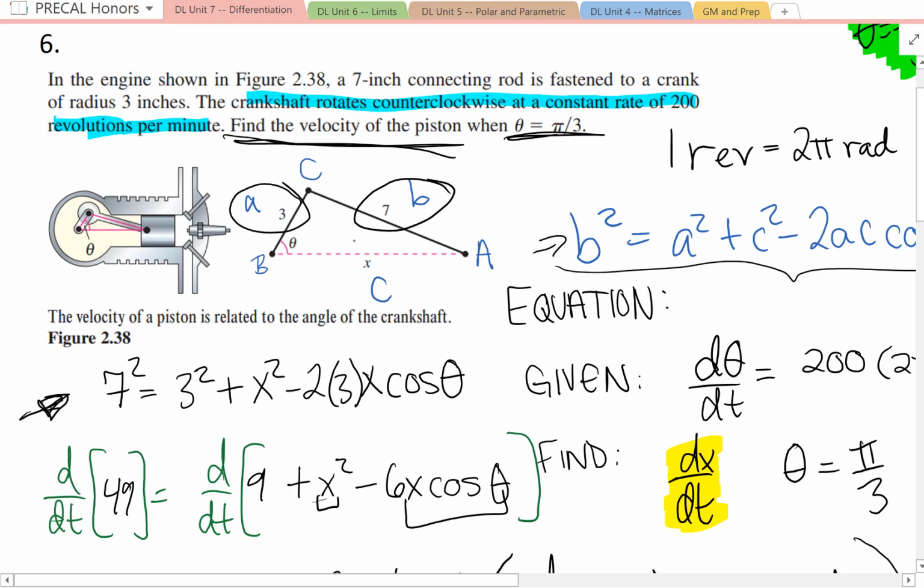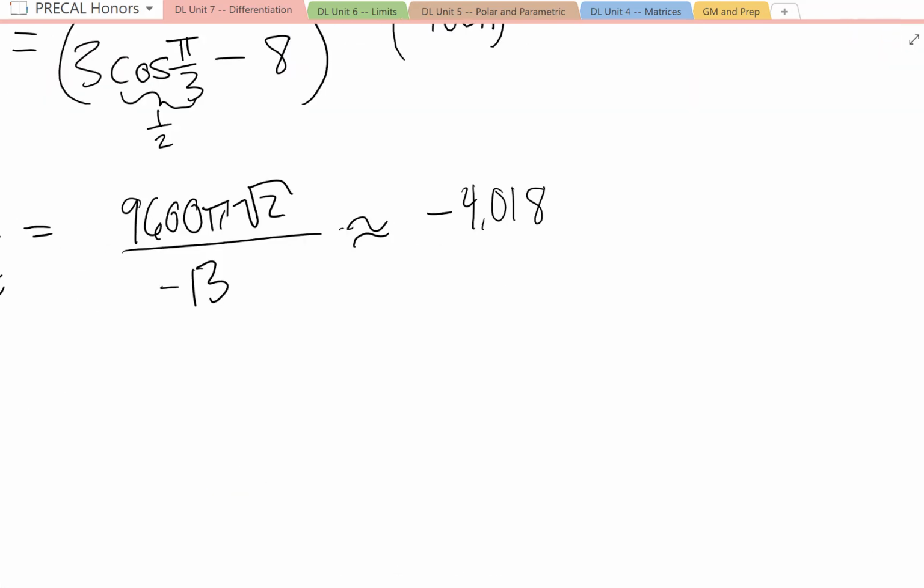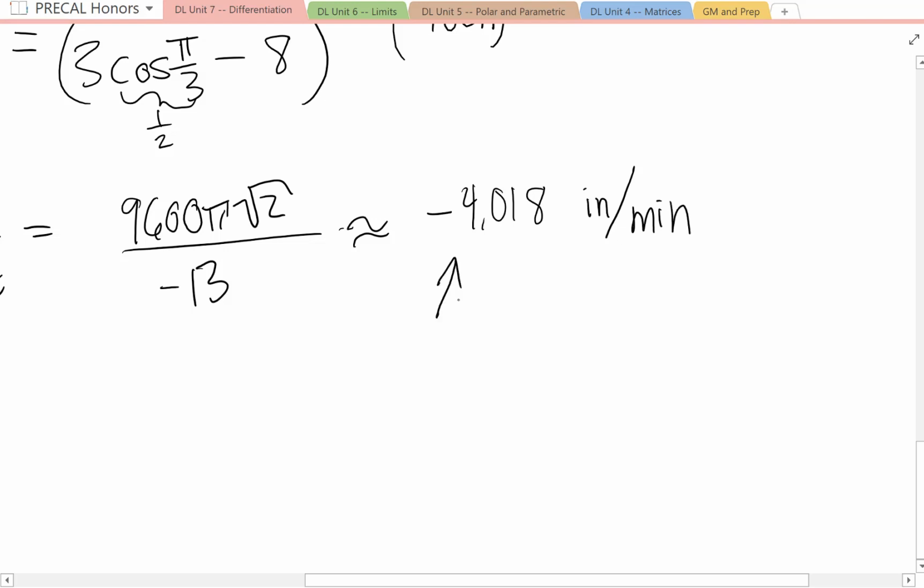The length of this side, x, is in units of inches, and our time is per minute. So our velocity is negative 4018 inches per minute. And the velocity in this case is negative because it's representing a decreasing distance.